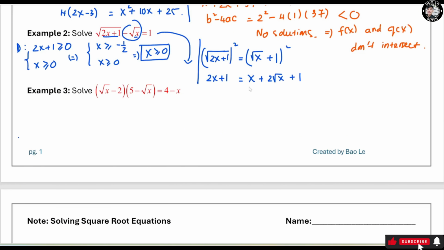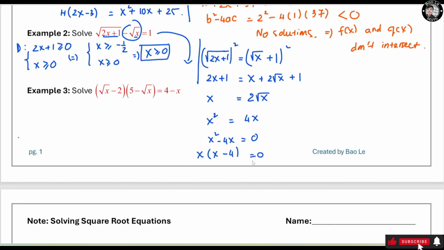So I'm going to subtract s from both sides and subtract 1 from both sides. So 2s subtract s is going to be s, and 1 subtract 1 is going to be 0. So it could be s equals 2 square root of s. Now I'm going to square both sides again. So it could be s squared equals 4s. Subtract 4s from both sides, so it could be s squared minus 4s equals 0. Factor s out, so it could be s times s minus 4 equals 0.